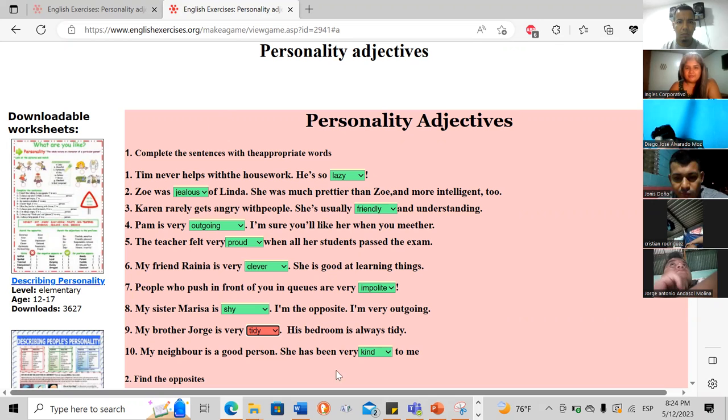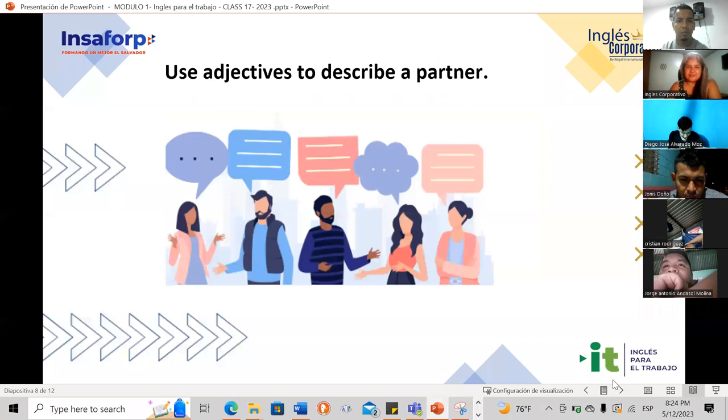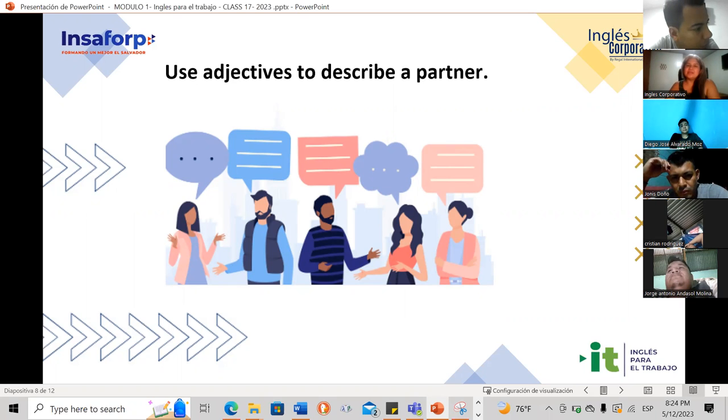Okay. So we're going to continue with this exercise. Now I want that you think in one of your partners. Quiero que piensen en uno de sus compañeros, ustedes que se conocen bien. No le va a costar. And yes, you can describe one or two if you want. Pero quiero que hagan mínimo dos oraciones. Pueden hacer más de dos de alguien. ¿Ok? Utilizando los adjetivos que han aprendido.